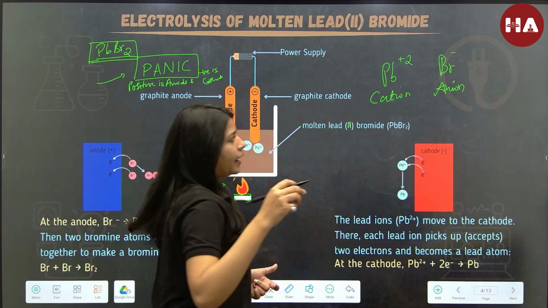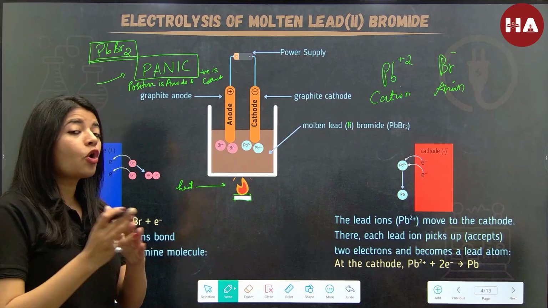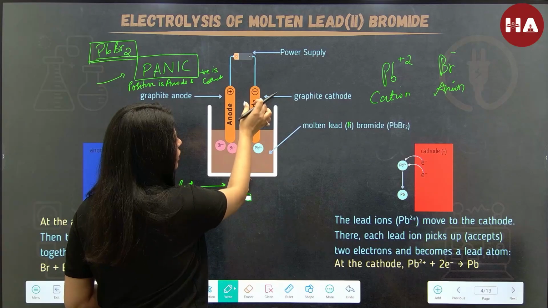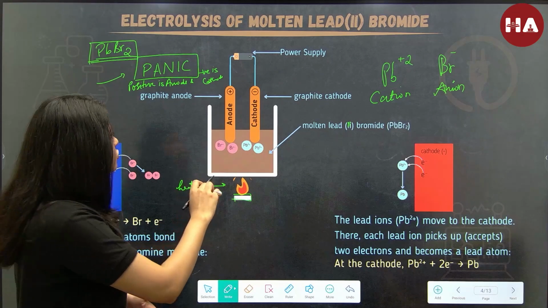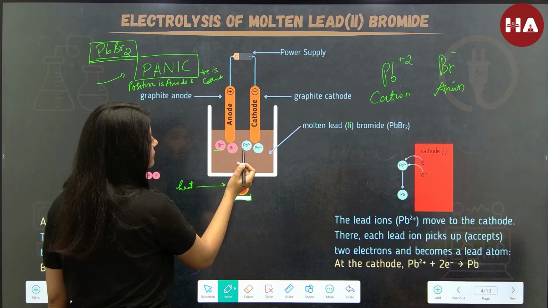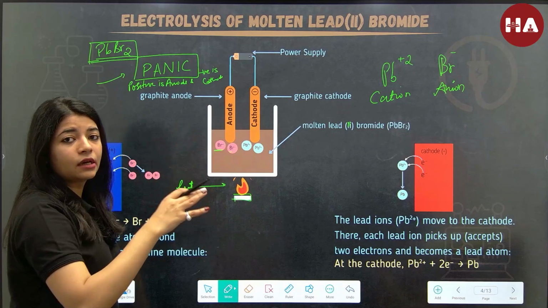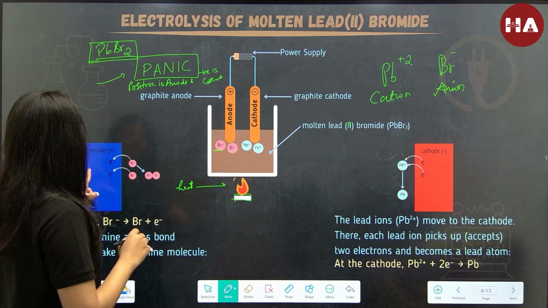Okay, and we know that cation will move towards cathode because opposite charge attracts. So I can say that Pb plus 2 will be deposited near cathode because it is a negatively charged electrode, and Br minus ions, which are negative ions, will be present near your anode. Okay, so can I write this reaction like this?